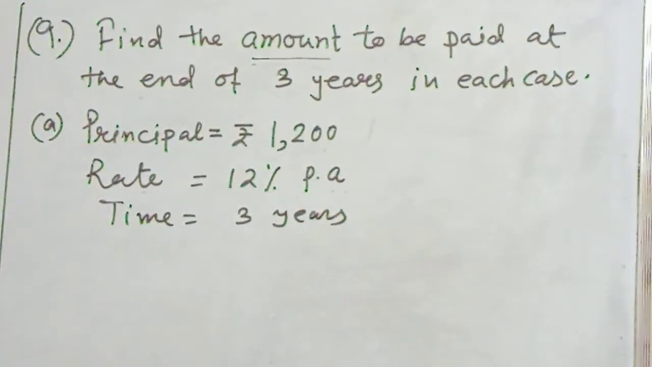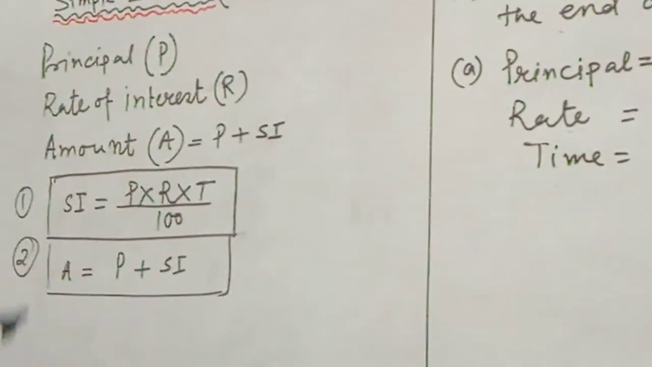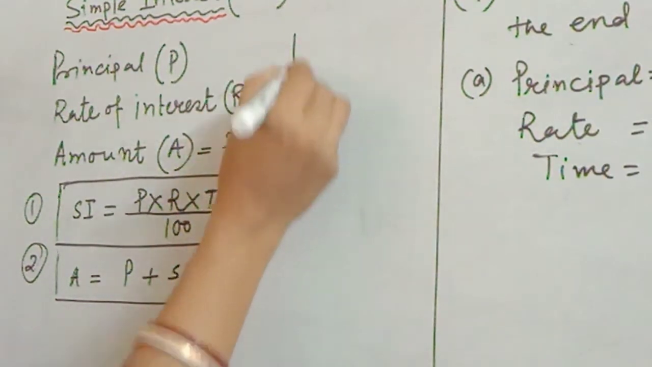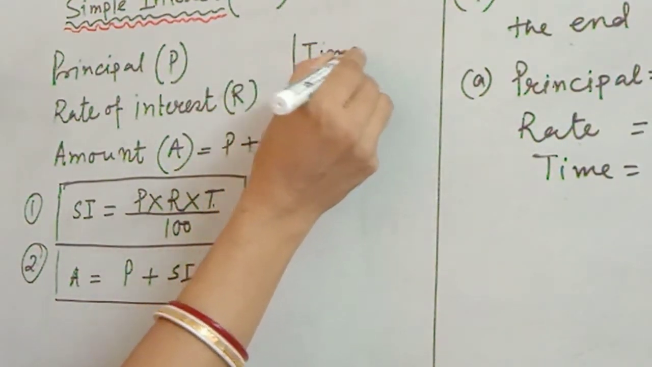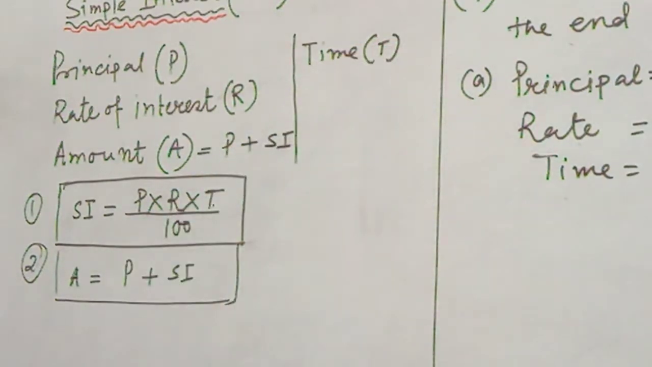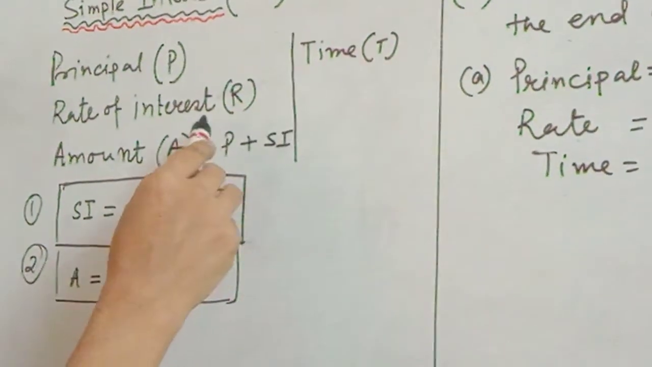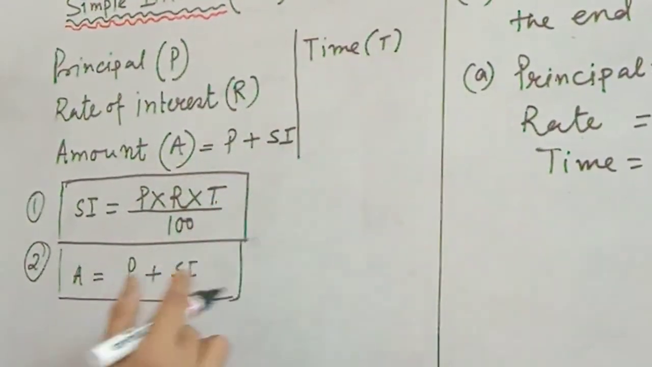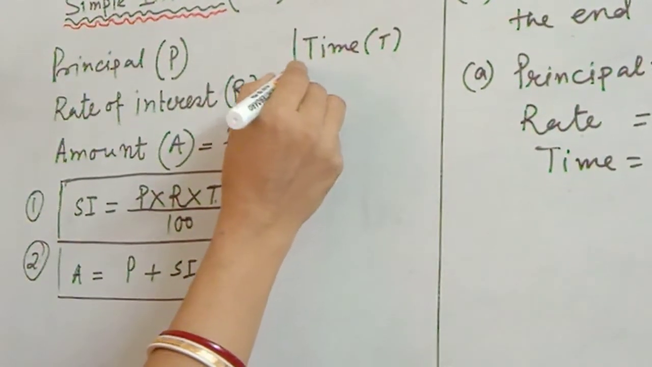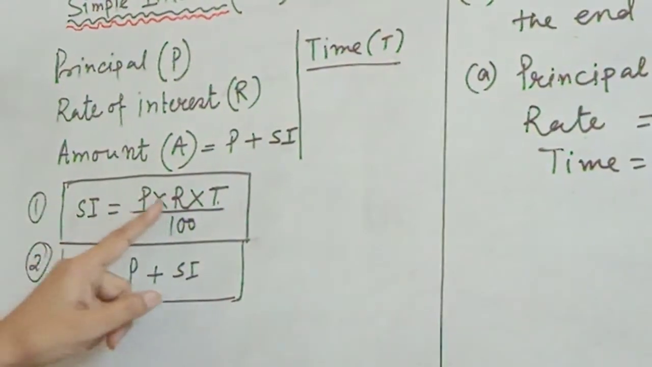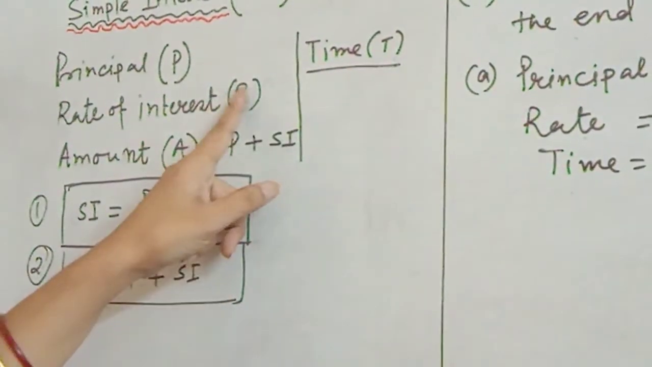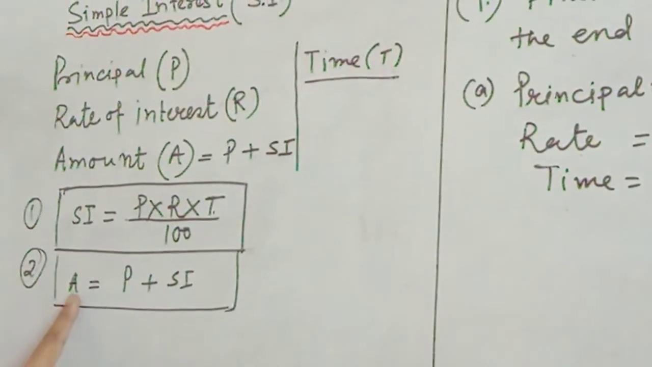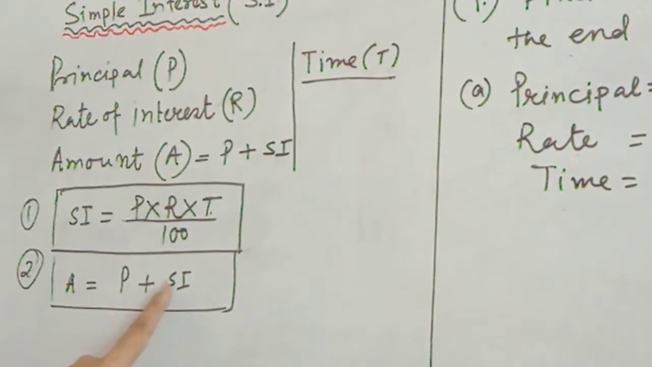In the previous formula, when I wrote T, I forgot to write the full name. It is time. We give a short form for time: the duration for which we are keeping the money or taking the loan, and we have to return the money. That duration is known here as time. So P into R into T, where T is for time, R is for rate, P for principal. Then SI, you have to find the simple interest. After finding simple interest, you have to find the amount, principal plus SI.